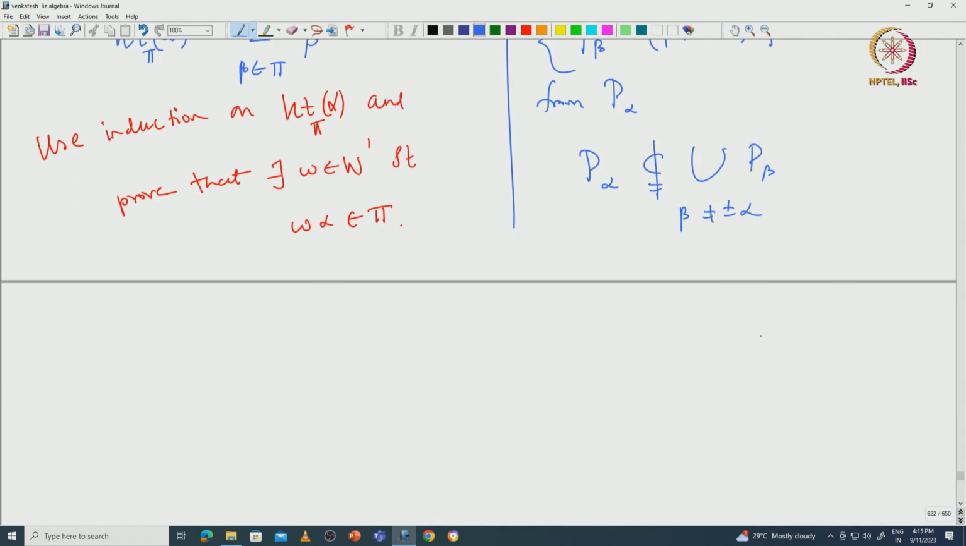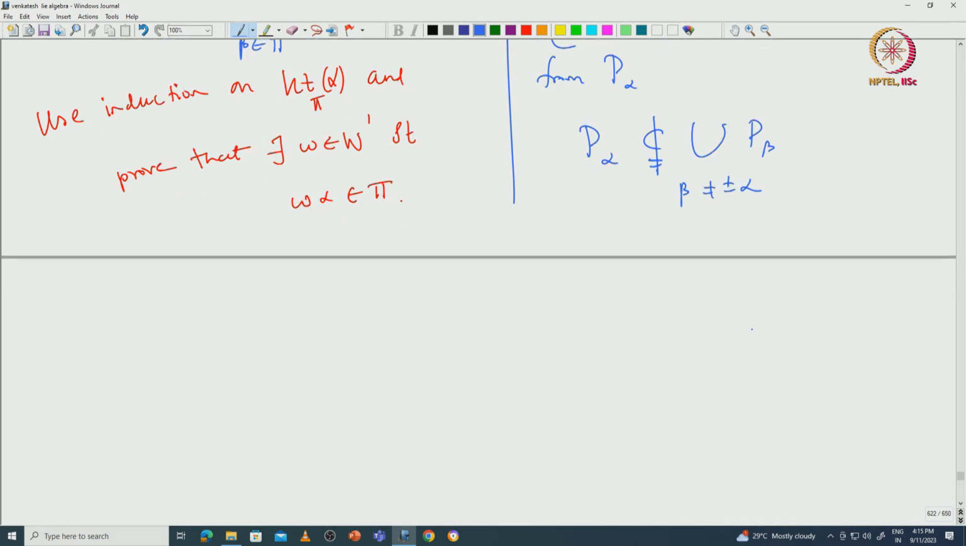So, if it is the case, then what happens? Then P_alpha can be written as the union of P_alpha intersection P_beta, but note that P_alpha intersection P_beta will have dimension 1 less than the dimension of P_alpha. So, that forces that P_alpha can be written as a union of finitely many proper subspaces. So, that is why this P_alpha cannot be contained in the union of P_beta where beta is not equal to plus or minus alpha.